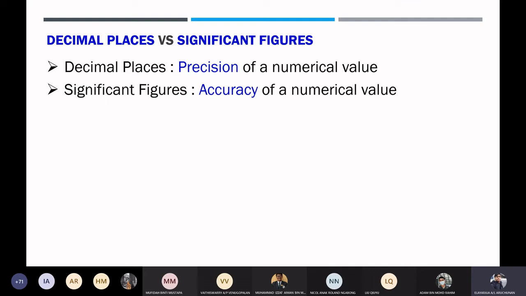Precision is like pointing: the points don't have to be accurate, but most of the target points are focused on certain places. But accuracy is the actual one. So decimal places are precision, giving you the exact area which the other points belong to. And significant figures are the accuracy of the numerical value.